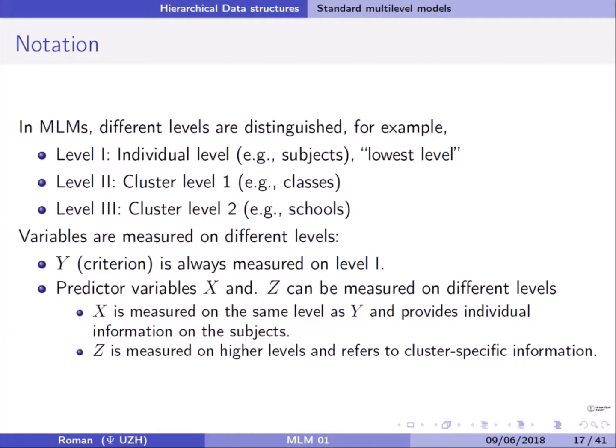So variables are measured on different levels. Y, which is our criterion, or outcome variable, or dependent variable, all the same thing, will always be measured on level 1. So to use multi-level modeling, we need a unique score for every individual at the individual level, or at level 1. Predictor variables X and Z can be measured on different levels. If X is measured on the same level as Y, it will provide individual information about every single subject. Z can be measured on higher levels and refers to cluster-specific information.